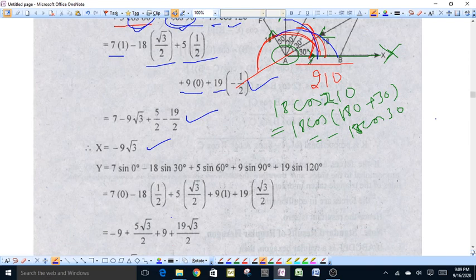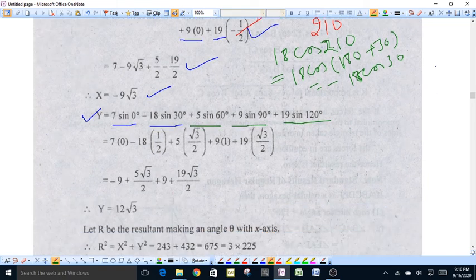Similarly, we can write the y component. We can take the sum of all the y components of all these forces. We denote this y component as capital Y. This will be equal to 7 sin 0 minus 18 sin 30 plus 5 sin 60 plus 9 sin 90 plus 19 sin 120. After putting the values of sin 0, sin 30, sin 60, sin 90 and sin 120, we get Y is equal to 12 root 3.